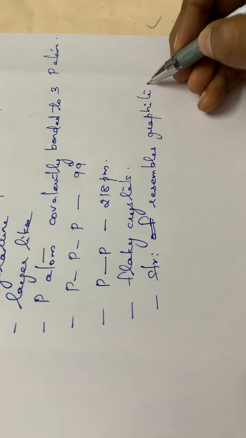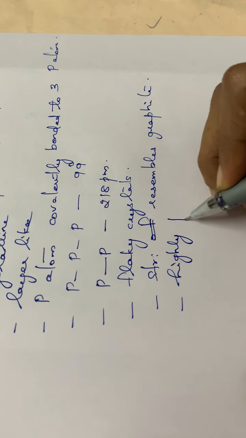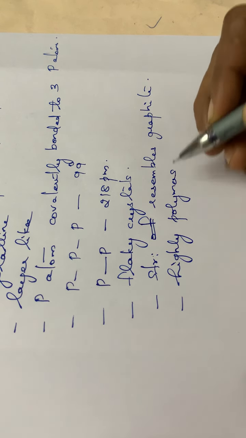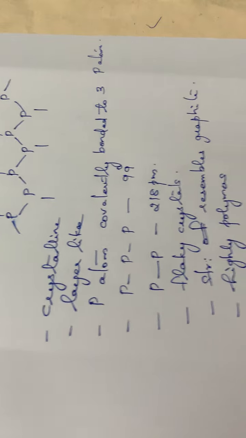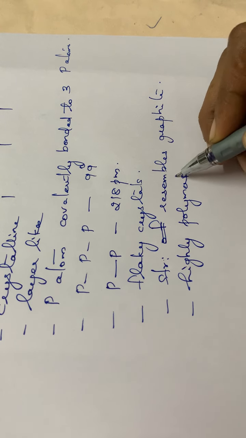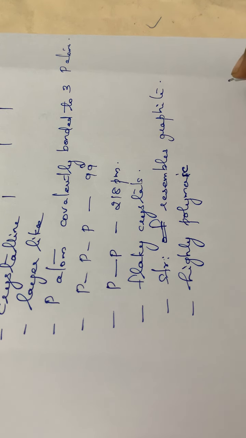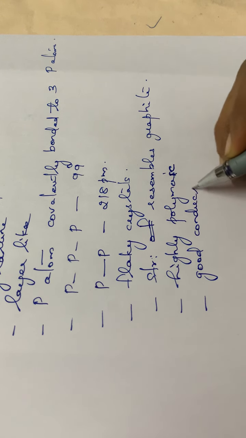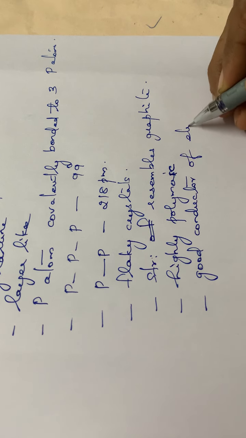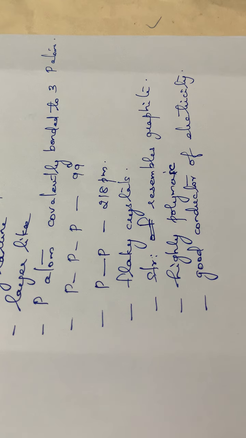Resembles graphite. Then also it is highly polymeric, because it is joined with other P4 atoms. It is seen as layers, so it is highly polymeric. It will be joined together to form polymers. And also it is a good conductor of electricity. So this is about beta black phosphorus.